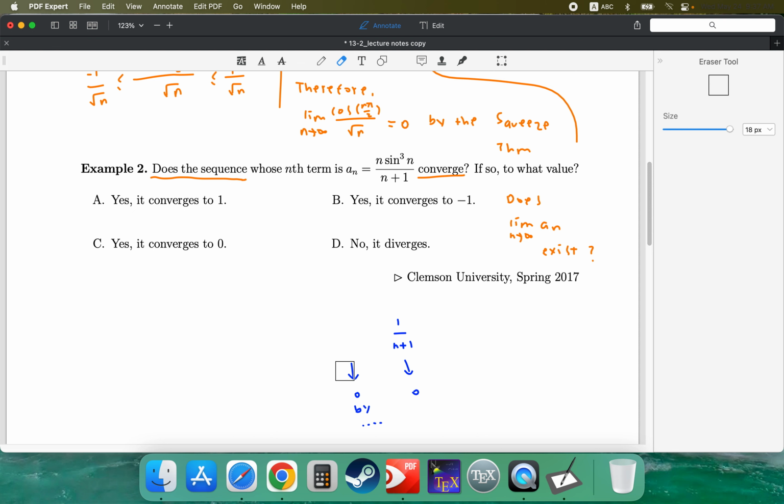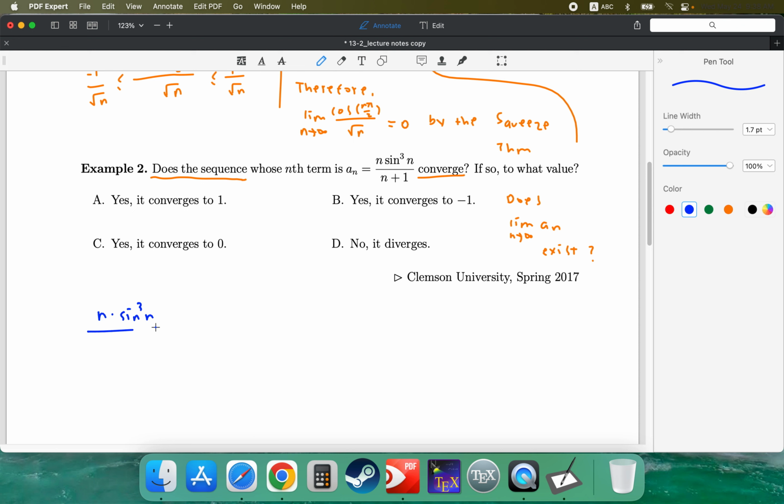Let's take a look at this. Now we know that this sine cubed is always between negative 1 and 1. So that's why in the previous work, I said that if we don't have this n, we can use the Squeeze theorem, because this numerator will be between negative 1 and 1. But now we have n times sine cubed. So that means your n times sine cubed over n plus 1 will approach sine cubed as n goes to infinity.